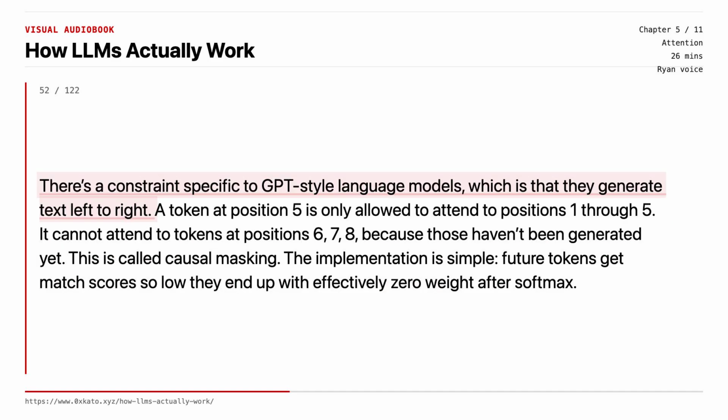There's a constraint specific to GPT-style language models, which is that they generate text left to right. A token at position 5 is only allowed to attend to positions 1 through 5. It cannot attend to tokens at positions 6, 7, 8, because those haven't been generated yet. This is called causal masking. The implementation is simple. Future tokens get match scores so low they end up with effectively 0 weight after softmax.